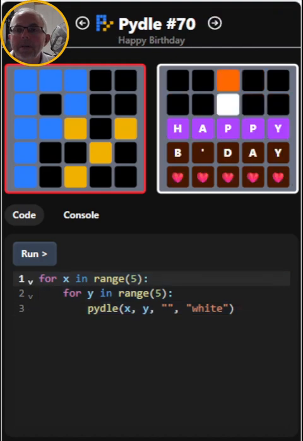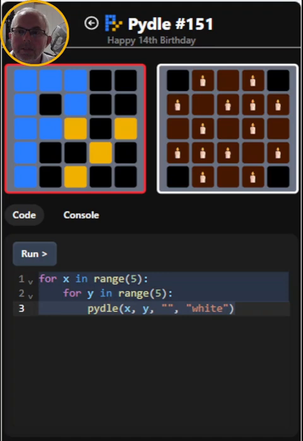If you remember, there was a previous Pydle, Pydle number 70, which is also a birthday. That was for my daughter. Okay, so let's get back to Pydle 151. So have a go at solving that.